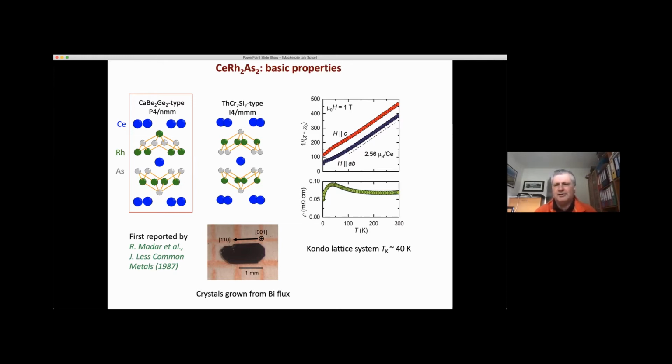So first of all, I'd just like to give maybe the heavy fermion specialists, if there are any in the audience, a bit of background of the basic properties. If you just look at the resistivity, you see that you're dealing with the classic signature of a Kondo lattice system. So you have this hump in the resistivity as you go from a localized spin state to a coherent state where the f electrons go into the Fermi surface. The Kondo temperature is about 40 Kelvin.